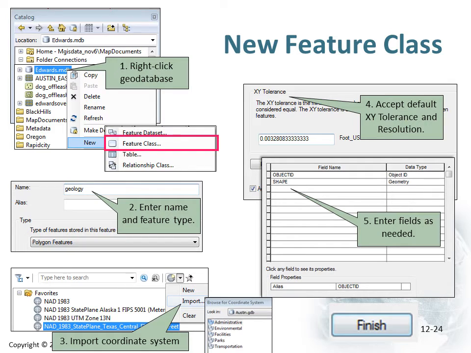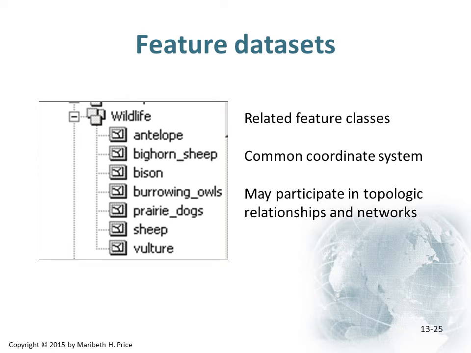How do you make new ones? Well, you can simply go to the geodatabase and right click on it, go down, tell it you want to make a feature class, give it a name, and do what you need to do. You can then import or select the particular coordinate system that you need. You can put in tolerances. You can put in all the various fields that are going to be in the attribute table and all these things, and then ultimately hit finish. And you've created what you need.